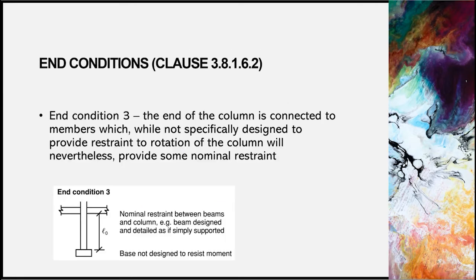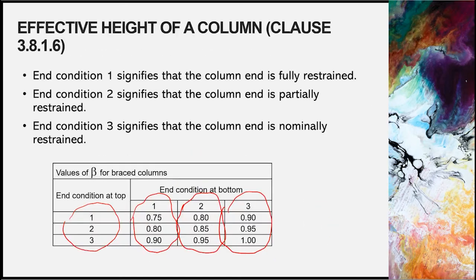And last kali we have end condition number 3. The end of the column is connected to member which, while not specifically designed to provide restraint to rotation of the column, will nevertheless provide some nominal restraint. Maksudnya dia not being designed monolithically. Bila you refer on this one, so you will know which one conditionnya.